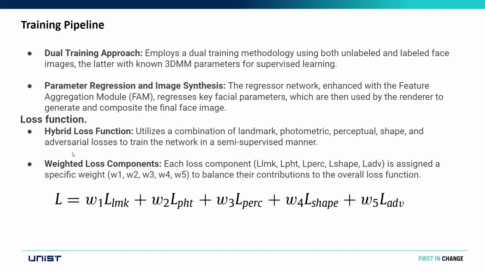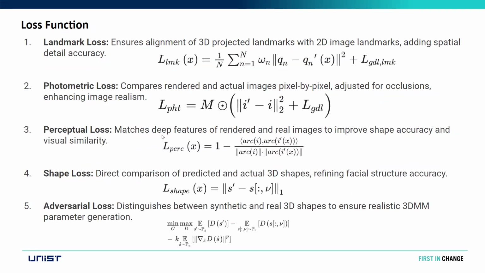The loss function, first of all, is a hybrid of different kinds of losses, which comprises landmark loss, photo loss, perceptual loss, shape loss, and finally they also employ adversarial loss. Let's look into each of them. So first, landmark loss.